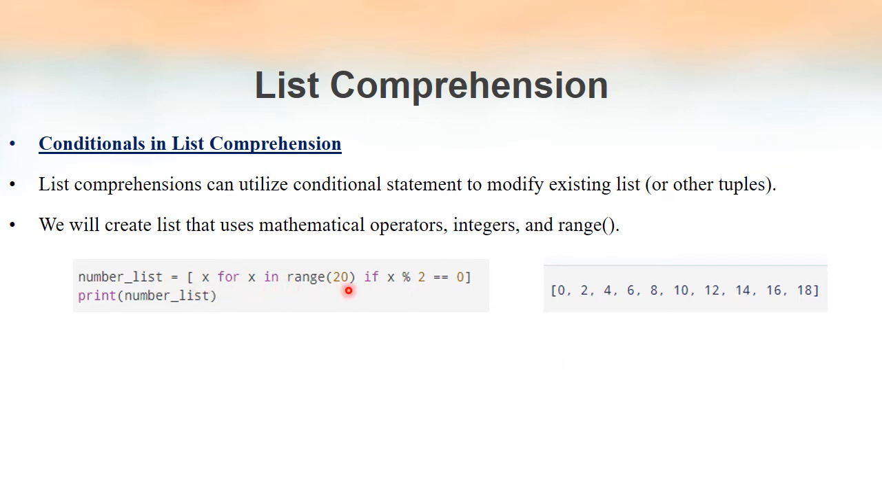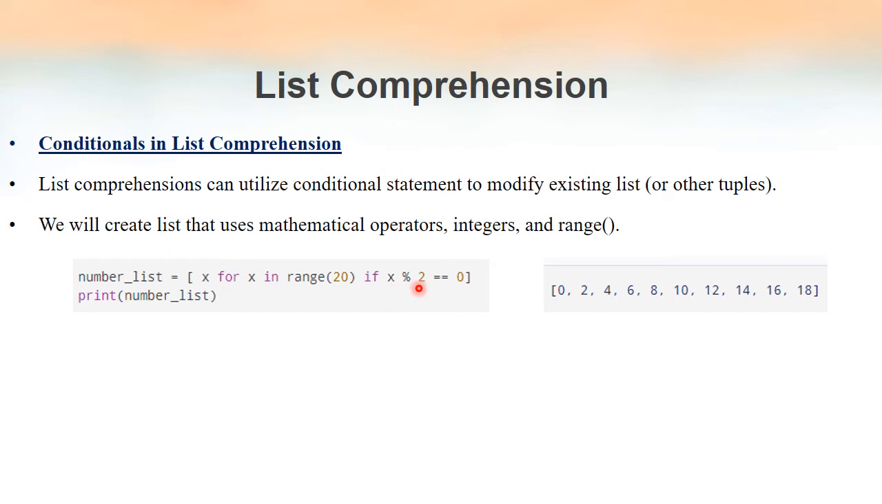Here, as you can see, for x in range(20), but we have mentioned one condition. We have to consider the values from 0 to 20, but only those values which satisfy this condition have to be stored inside the new list named number_list. Just compare this entire line with the previous syntax: expression for item in list. Here, instead of item, the variable name is x, and instead of list we have considered the numbers from 0 to 20, but we have mentioned one condition here.